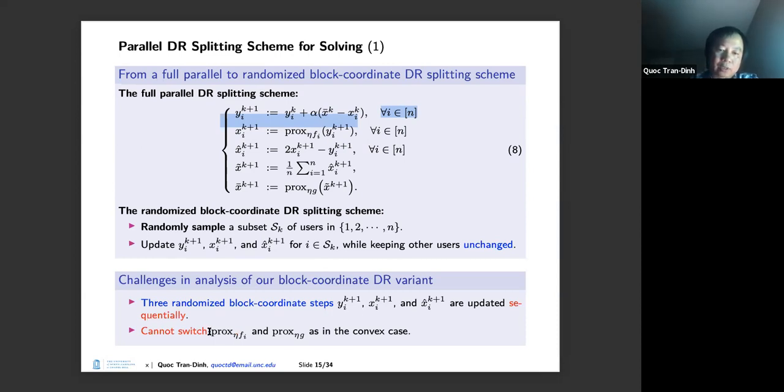A second point is that we cannot switch the roles of f and g. In the convex case, if the functions f and g are convex, we can exchange the f and g steps, because the roles of both functions are the same. However, in this case, f is non-convex and g is convex. So if we want to switch the two steps, we need to shift the index of the iteration. This also brings some difficulty in the analysis, and we don't know how to do it.